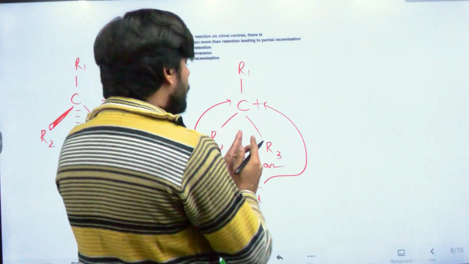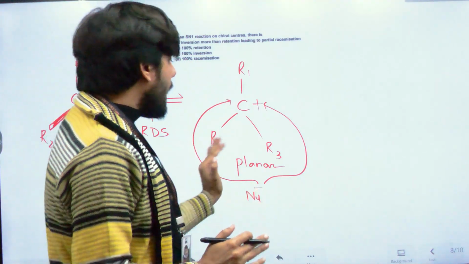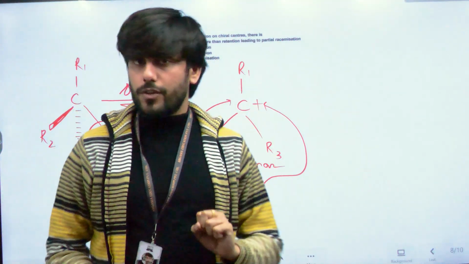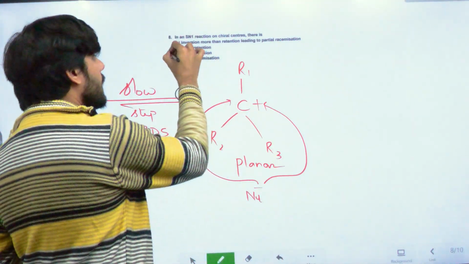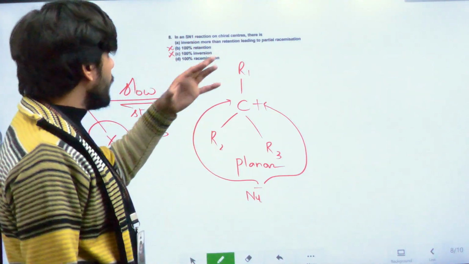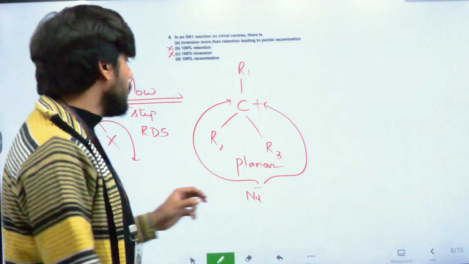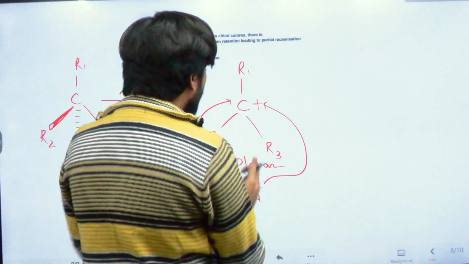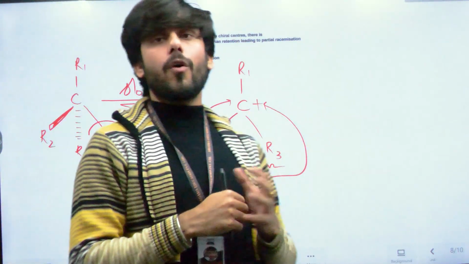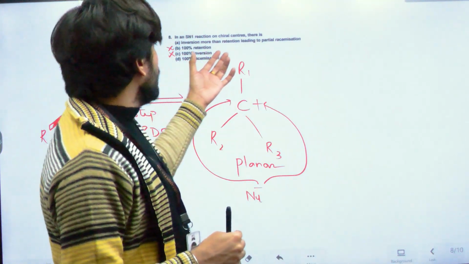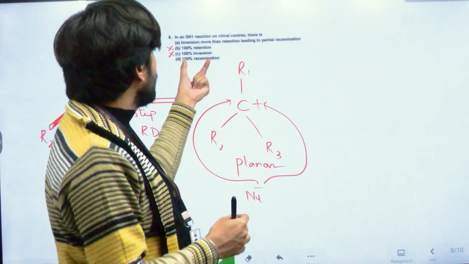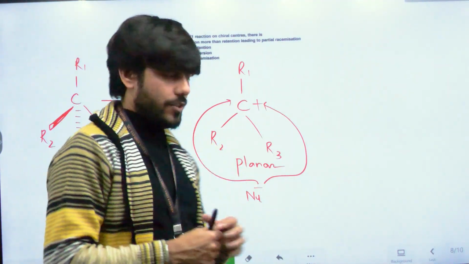Now, if the probability of backside attack and front attack is the same, then I would say that there is 100% racemization. Definitely it's not 100% inversion, which is the case in SN2. It is not 100% retention, because the backside attack is also possible. So if it would have been 50% and 50%, the overall optical rotation would have been 0, a racemic mixture, racemic modification. So you would have 100% racemization.